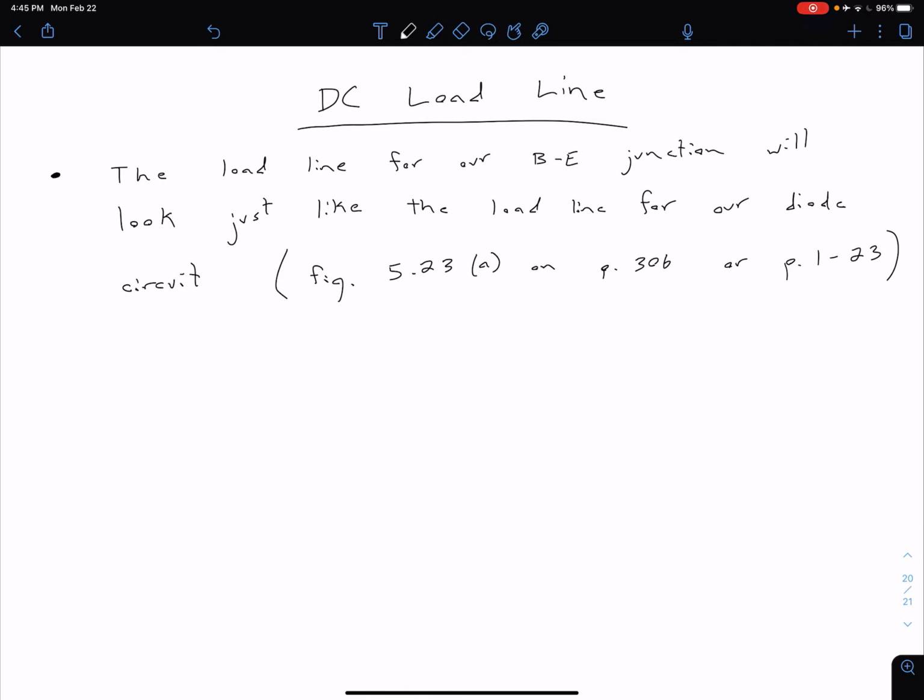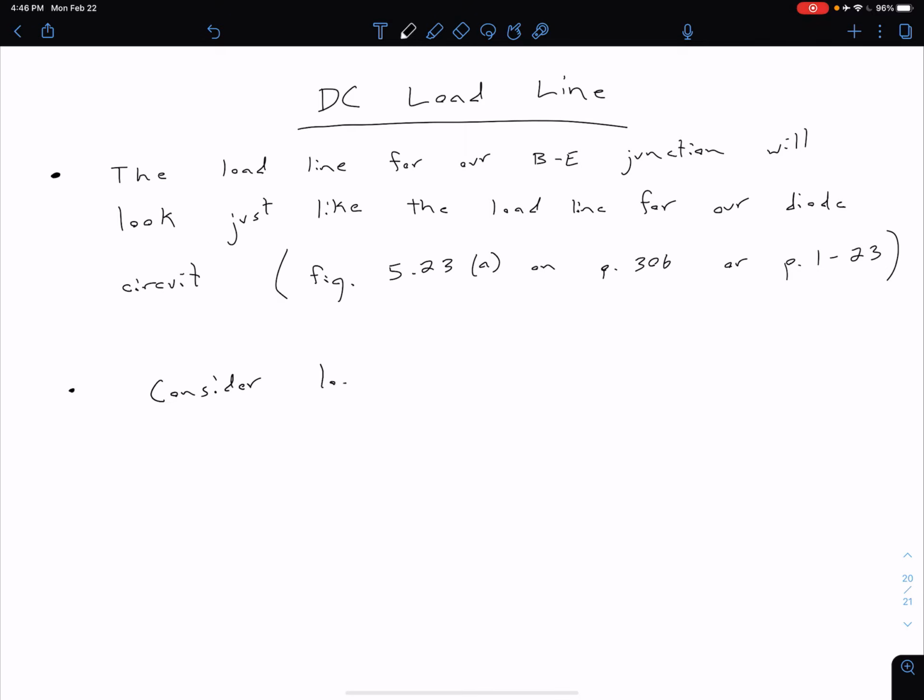Now we're going to take a look at our DC load line. Ultimately we have two components that we can look at, our BE junction and our CE junction. It turns out that our BE junction is going to look just like the load line that we saw for our diode in a previous unit. That's to be expected because, as we saw earlier, we were treating the BE junction like a forward bias diode. If you want to refresh on what that looks like, you can see figure 5.23a, which is on page 306 in the textbook, or you can look on page 123 in my lecture notes that are on Canvas. Now, what's more interesting is we want to consider the load line for the CE junction.